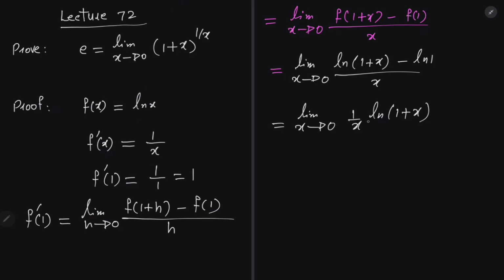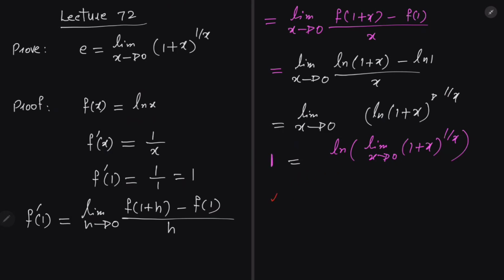According to the definition of natural log, this 1 over x can be written as a power inside the natural log. Now we apply the limit. We can take this limit inside the natural log: the limit as x approaches 0 of 1 plus x to the power 1 over x. Since on the left hand side f dash 1 is equal to 1, this is equal to 1 here.